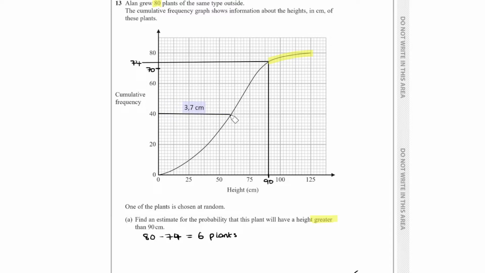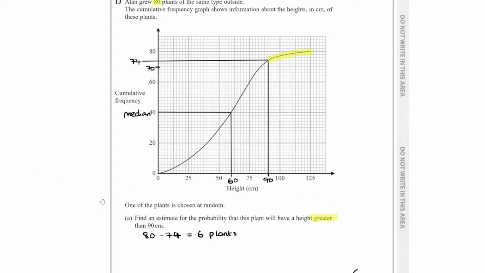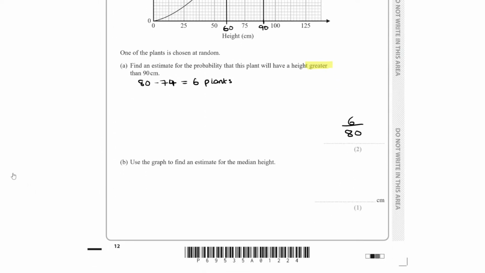So when you're doing the median, you always come across from the y-axis at 40 in this case, and then obviously down, because I want to read it off in centimetres. There's the median. So just be careful of your scale again. Remember, each one is 2.5, so that's 52.5, 55, 57.5, 60. Okay? So the median in centimetres is 60.